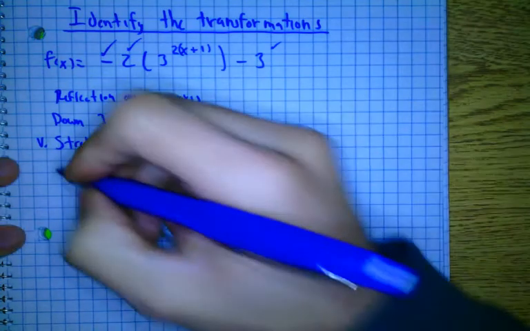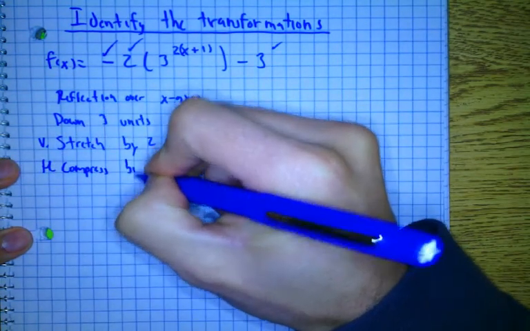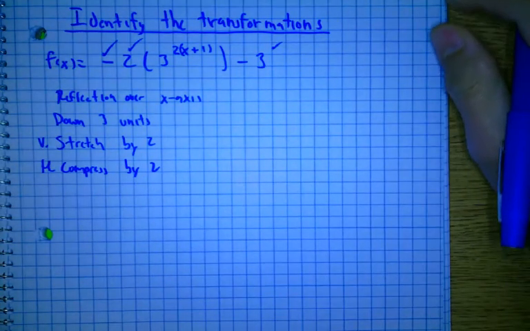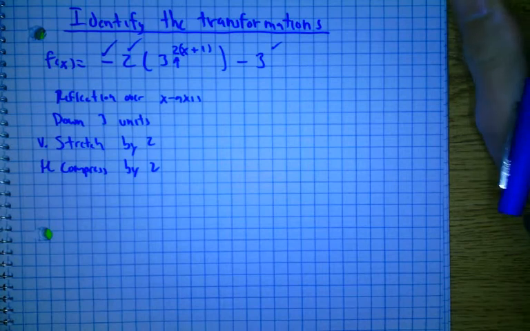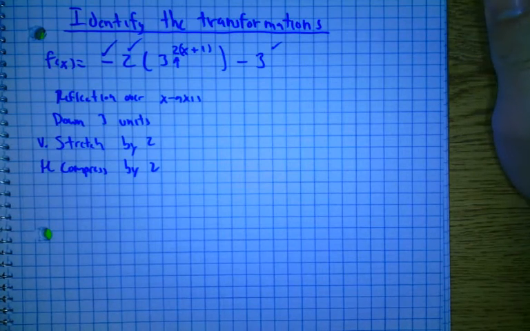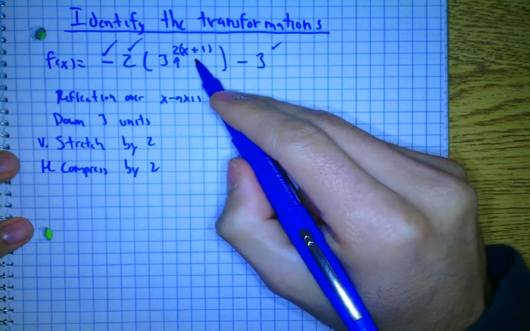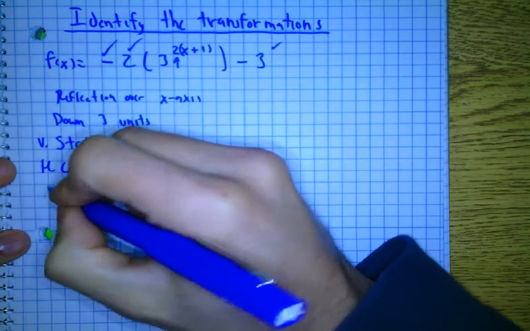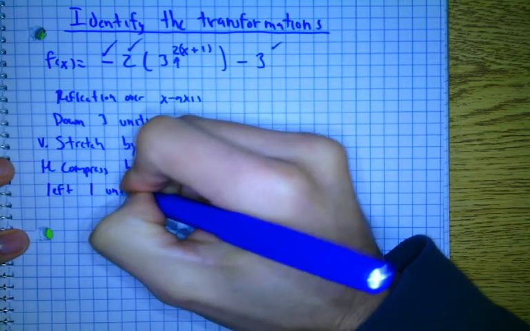Horizontal compression by 2. Cool. And that would be that number right there. And what else is happening? Almost. Remember, you're going to do the opposite of what you see here, so it's going to be left. Cool. So it's going to be left 1 unit. And I think that takes care of all the transformations, right?